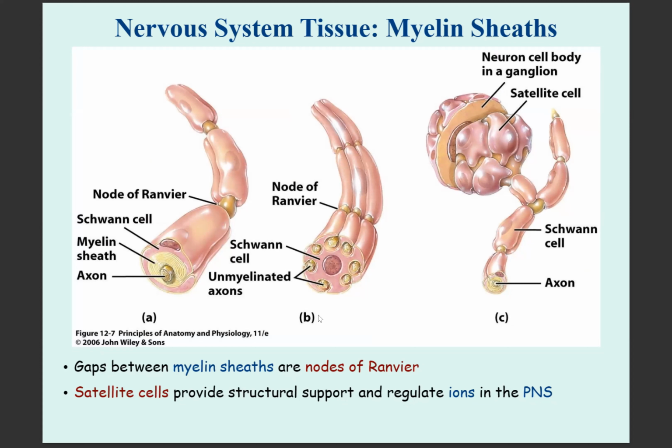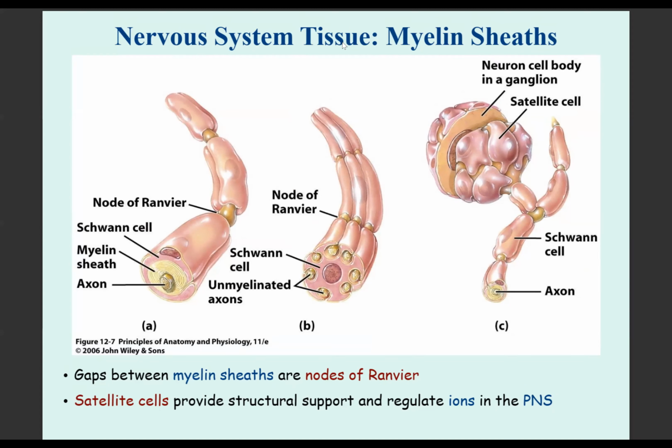Now, the gaps that we have between the Schwann cells or the myelin sheath are what we call the nodes of Ranvier. And these nodes of Ranvier are also involved in the signal transduction across the cell membrane. So the last of all the glial cells is the satellite cells, which are also seen in the peripheral nervous system. And they provide more support and regulate ion inflow and outflow of the cell.